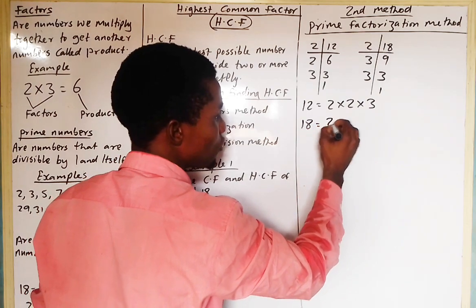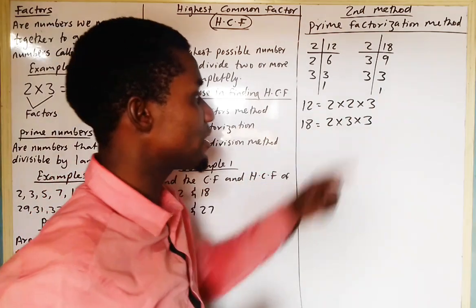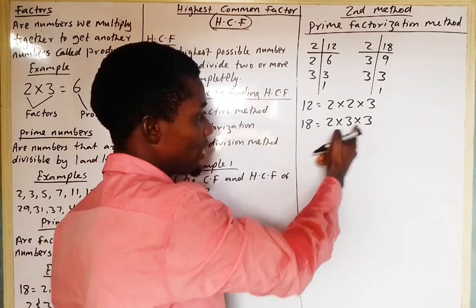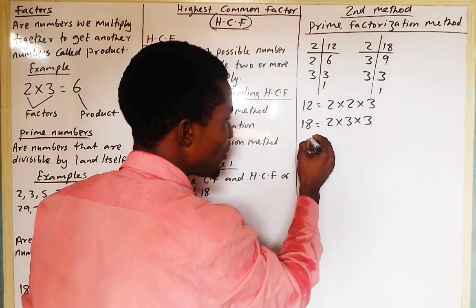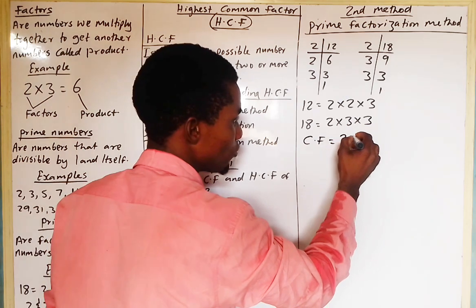The next number is 2 times 3 times 3. So 2 times 2, 4. 4 times 3 is 12. 2 times 3 is 6. 6 times 3 is 18. Now, the common factor here is 2.